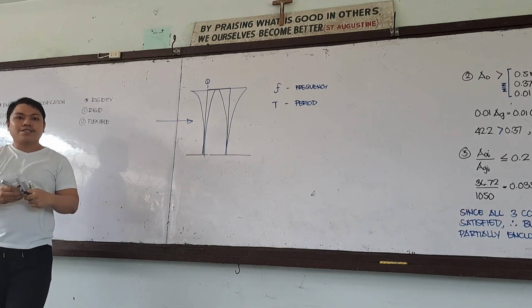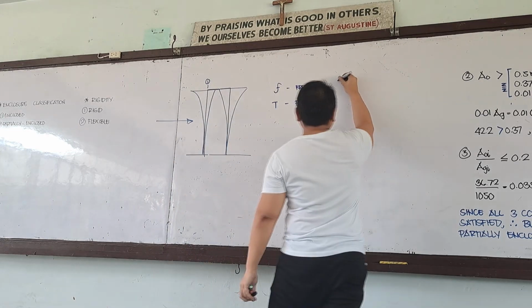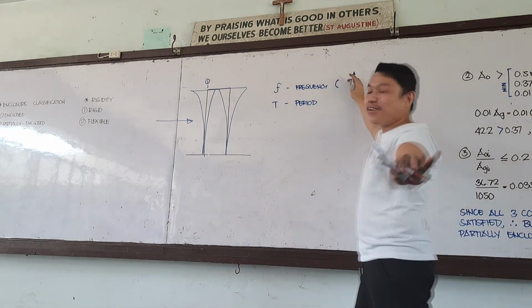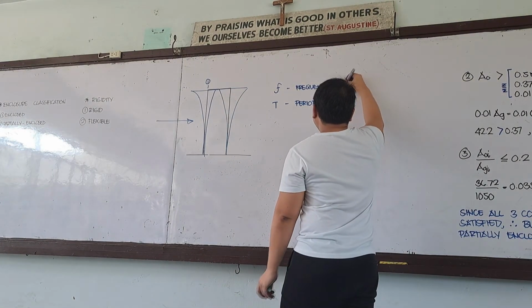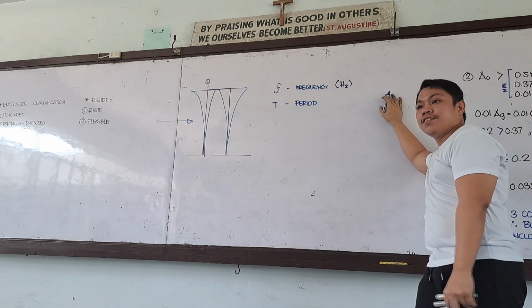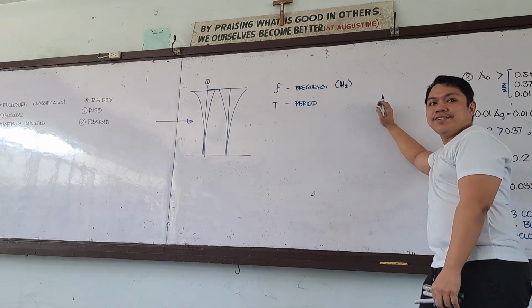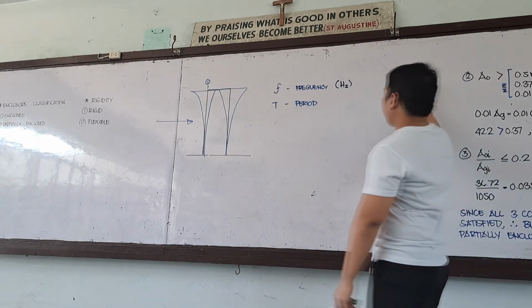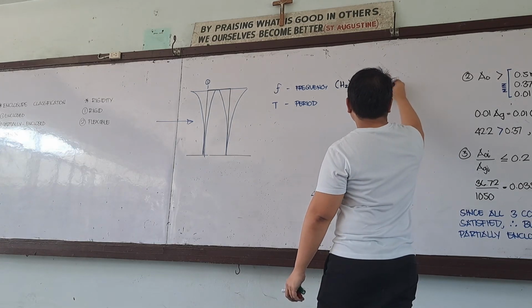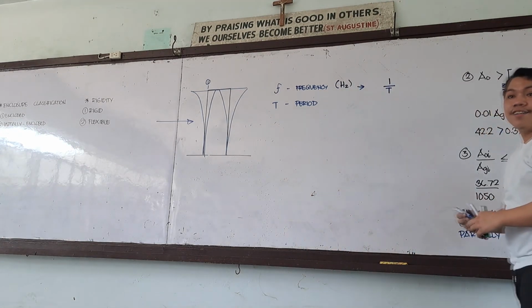Per second. Hertz. Frequency is expressed in hertz, right? Correct. What is 1 hertz? 1 time per second. 1 period per second. For sure, this is 1 over T.